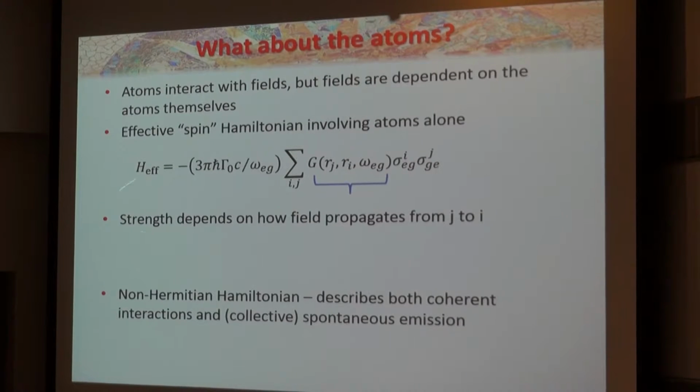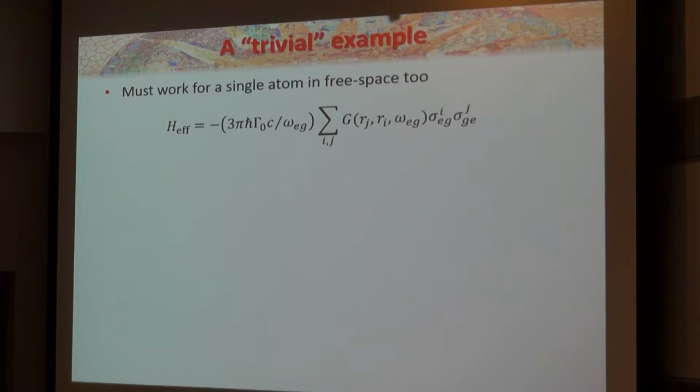Just to see that this effective Hamiltonian is reasonable, we can see what happens if we have just a single atom in free space, right? We all know what a single atom in free space does. You bring it up to the excited state, and it just spontaneously emits at a rate gamma naught. So here's my effective Hamiltonian for any number of atoms. And then if I have a single atom, I has to equal J. If I go from the excited state to the ground state, and then from the ground state back to the excited state, that product of lowering and raising operators is nothing more than the excited state population. Okay, so this is the Hamiltonian now for a single atom.